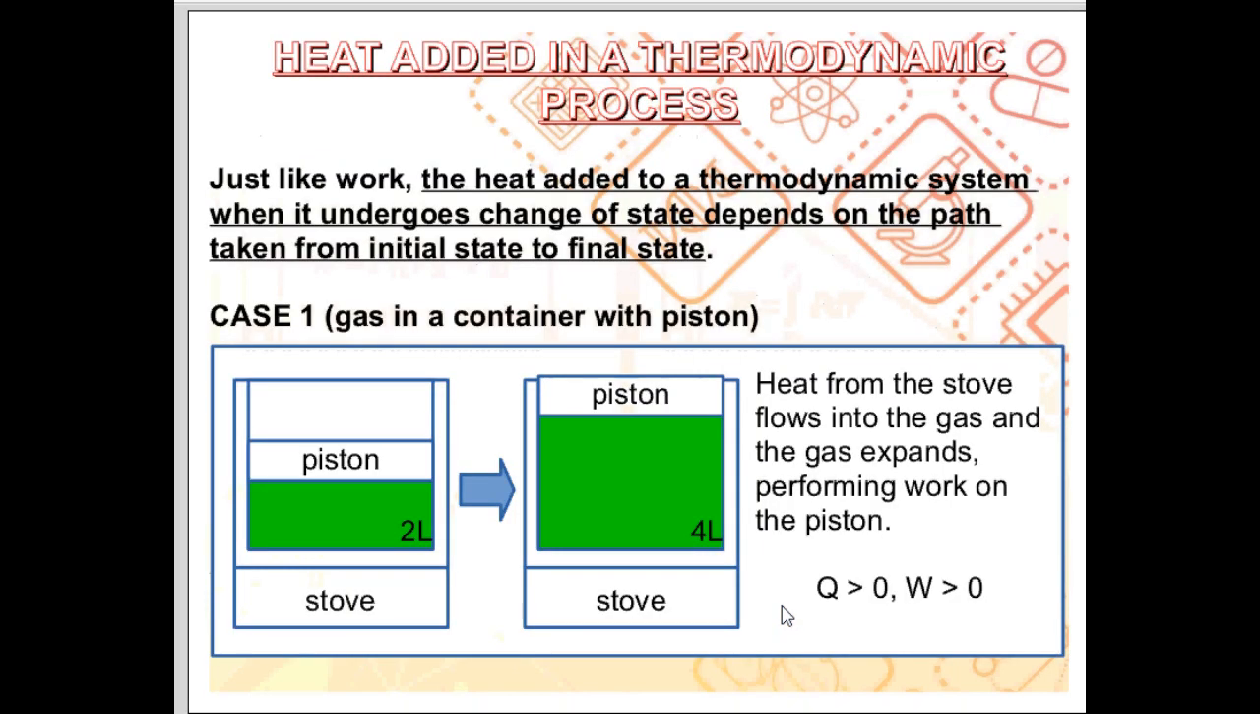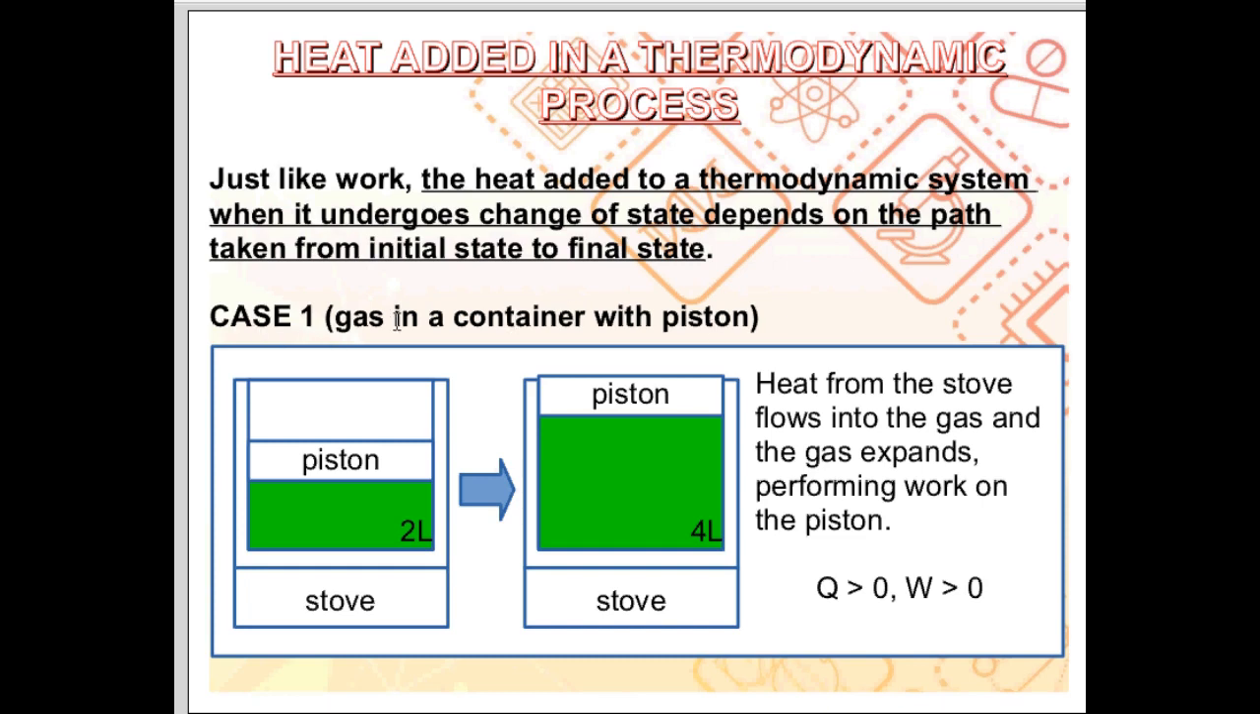The same goes for heat added in a thermodynamic process. Just like work, the heat added to a thermodynamic system when it undergoes a change of state depends on the path taken from initial state to final state. Consider two different cases representing two different paths. So two different cases but the same initial and final states.